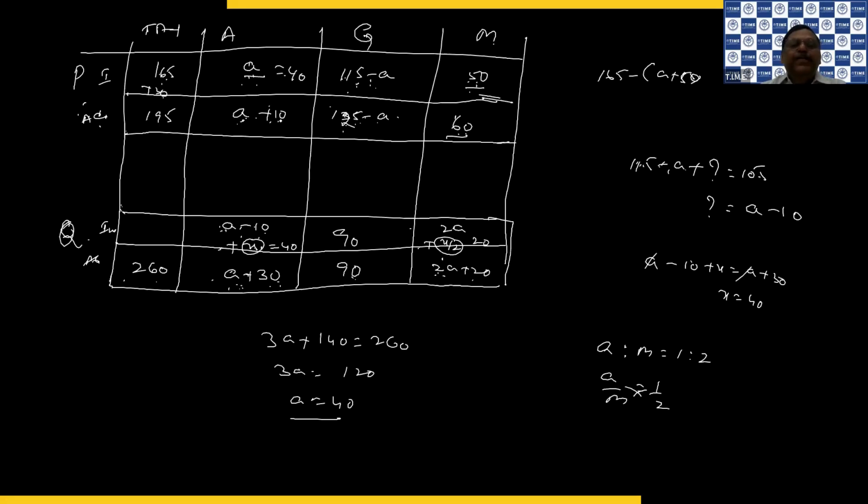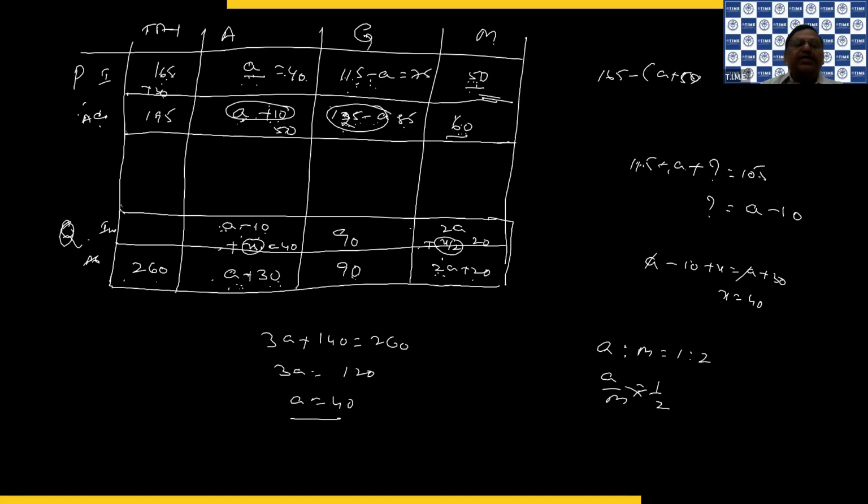You got everything now? This is 40. This is 50. Right? 150 minus 40 is 75, 125 minus 40 is 85. Let's see, students: 40, 75, 50. Is it not 165? Let's cross check. 40 has become 50, 75 has become 85, 50 has become 60, because everything is increased by 10. So 145, 195, this is okay.